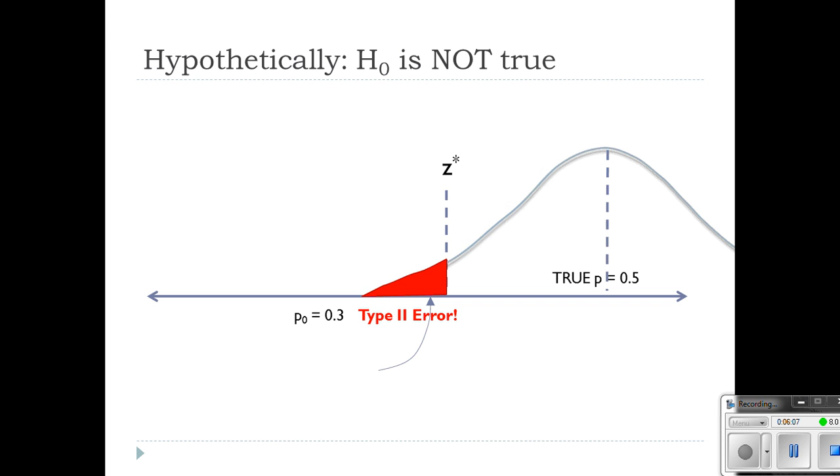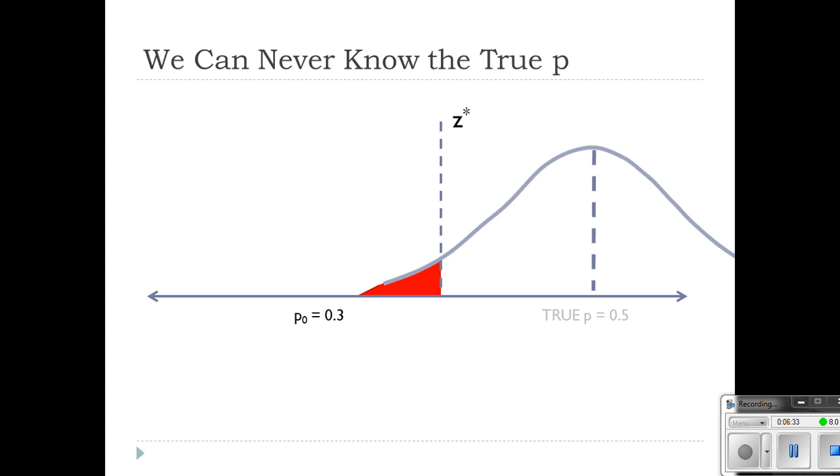This is called our type 2 error. This is called our beta. Alpha refers to a type 1 error. Beta refers to the probability of making a type 2 error. It's really difficult to calculate beta. It's not something that you're tested on in the AP exam. It's harder to determine the probability of a type 2 error unless you have a specific alternative in mind, and we're not going to go into the details of that.